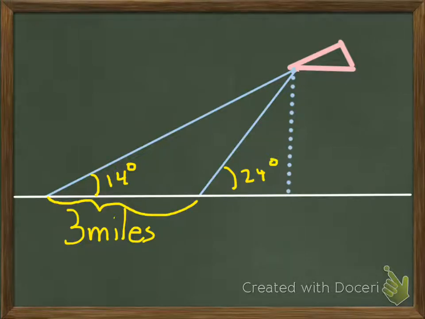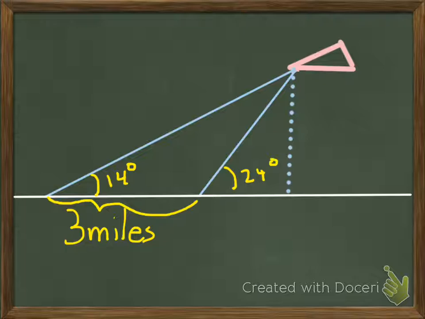Hey guys, we're doing problem number 37, and it's the airplane problem. An airplane is sighted at the same time by two ground observers who are 3 miles apart and both directly west of the airplane. They report the angles of elevation to be 14 degrees and 24 degrees. How high is the airplane?